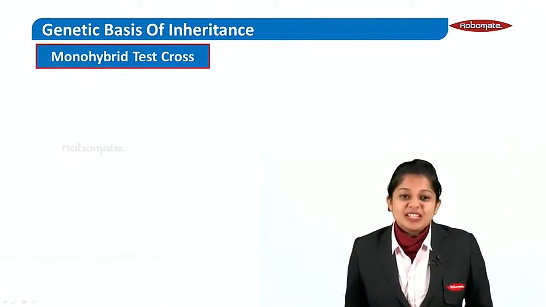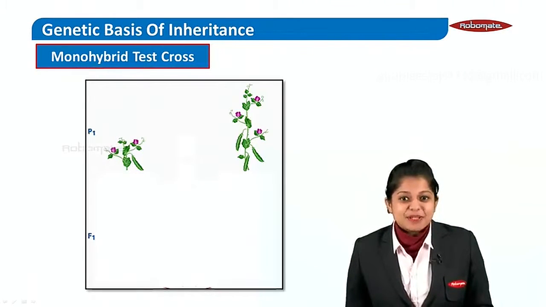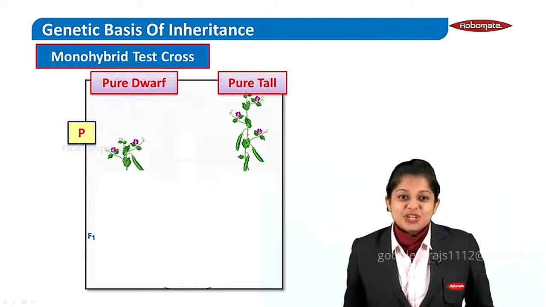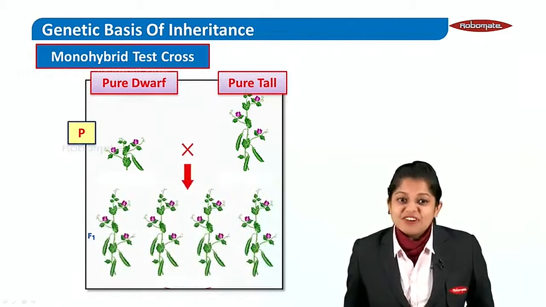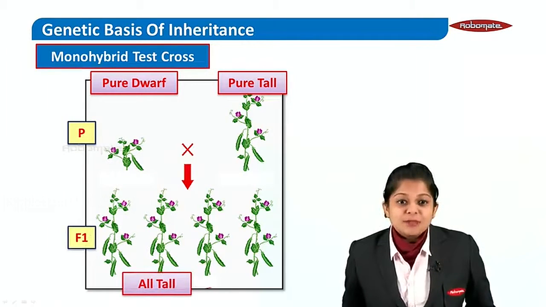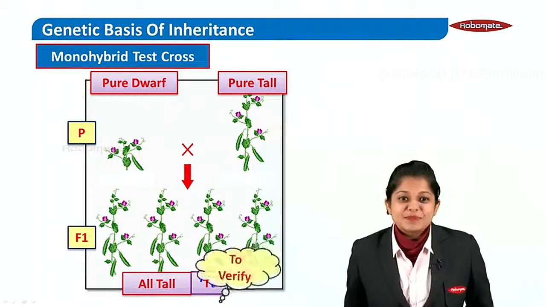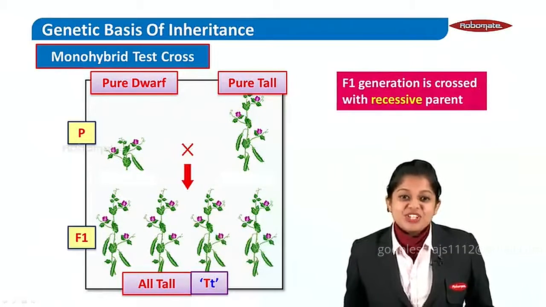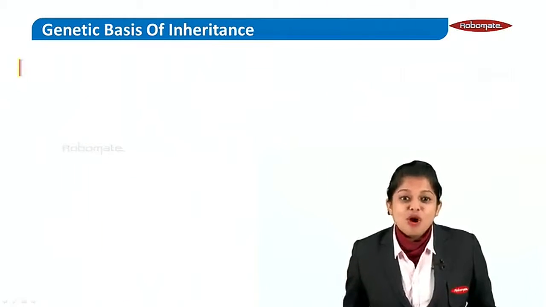Further, we are going to study monohybrid test cross to study the example. So in a monohybrid test cross, we have the parental generation, that is the pure dwarf and the pure tall, which will give rise to the F1 generation, which is all tall, with a genotype of heterozygous dominant trait. Now here, to verify, basically the F1 generation is crossed with its recessive trait, that is its pure dwarf.